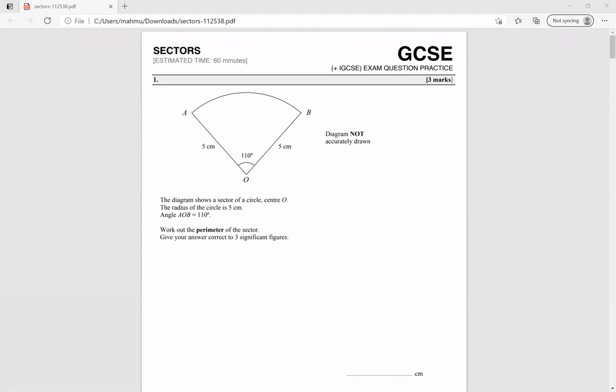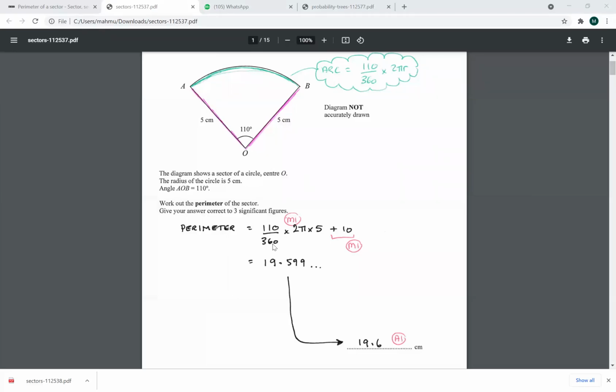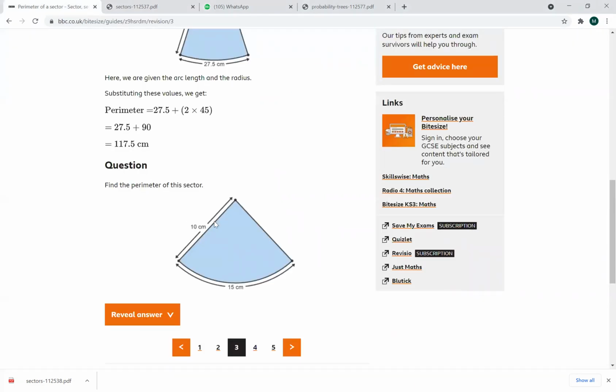2 pi, which should come to 9.58, something like 9.59. But they're adding 10 to the answer. That's what I'm confused about. So if I show you the answer, I don't know why they've added 10. Okay, so they got 110 divided by 360 times by 2 times pi times 5. Then they added another 10. I think it's because of 2 sides, that's why 5 and 5 here. I'm not sure why they added another 10 here, because here it doesn't show them to add another 10.